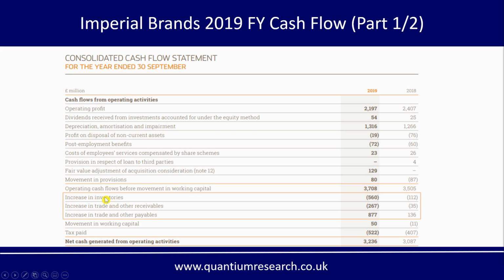If you look at inventories, you can see the differences between previous years. Trade and receivables, money owed to the business. Changes in here are shown here. The increase in trade and other payables, money that is owed to other businesses, will also be shown in this statement, and the relevant tax. If we look at two clear sections, we've got operating cash flows before movement in working capital, and then you have movement in working capital in a separate section alongside tax. You will get the net cash generated from the business.